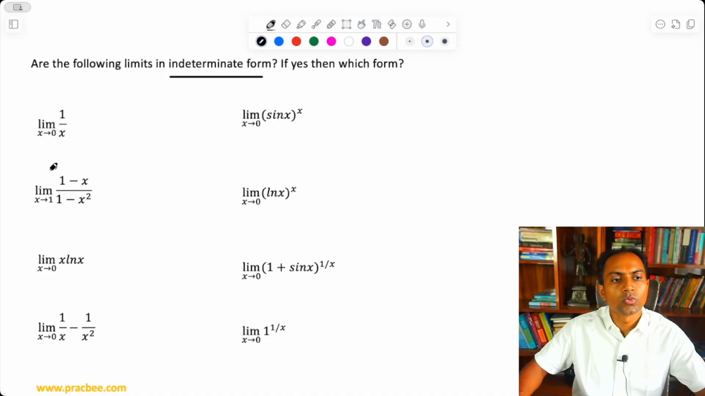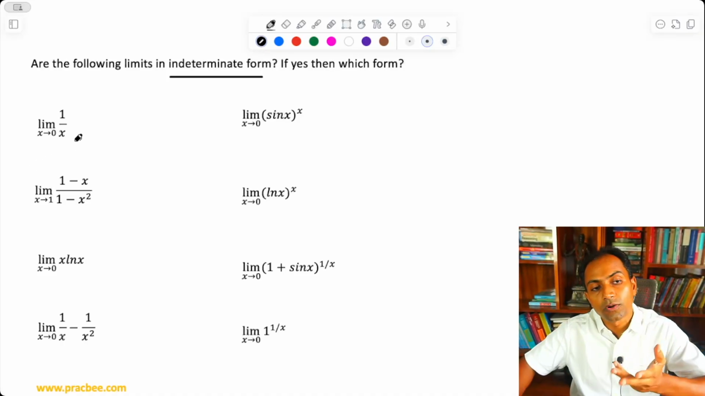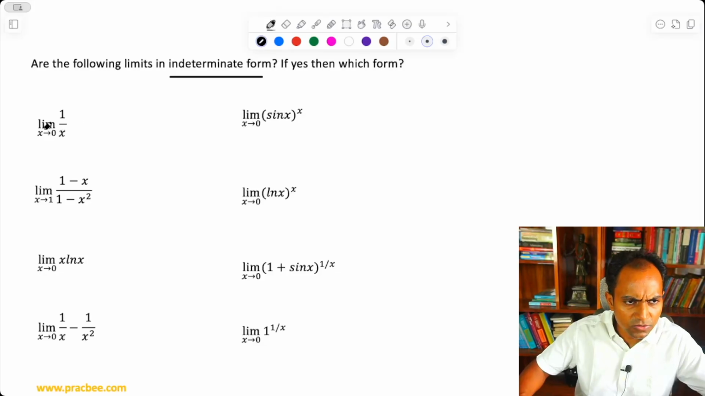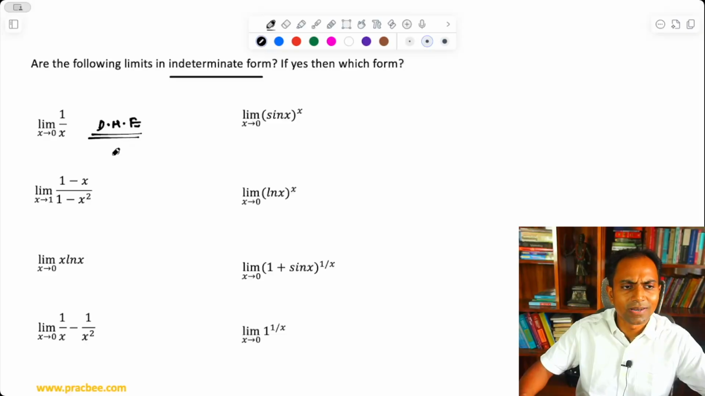Now what you should do is pause the video and try to figure out what form. So in this case, see, in the first, there is no indeterminate form. You are dividing 1 by 0 basically. So this is going to be infinity or minus infinity. So we know that this limit is not going to exist. There is no indeterminate form here. Your LHL RHL would be infinity and minus infinity, hence not equal.